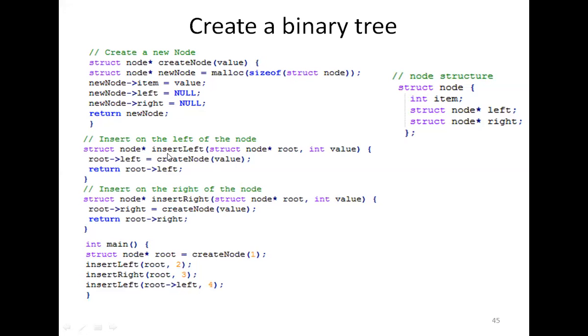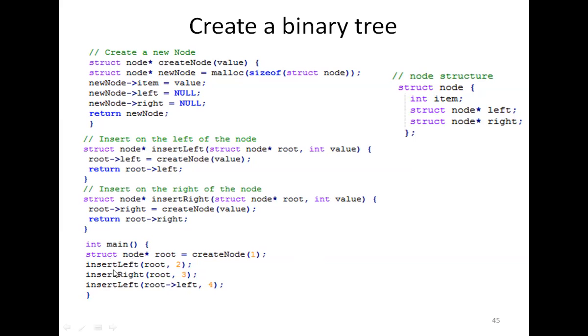Similarly, insert on the right of the node. How to do that? By using this function struct node star insert right. Then struct node star root, you have to pass the root node address. Then you also have to pass the value while calling this function. If you want to insert on the right, root arrow right equals create node, inside which you pass the value. Then you have to return root arrow right. So the address of this right child node will be returned by this function. So these are the functions for inserting the left child and right child.